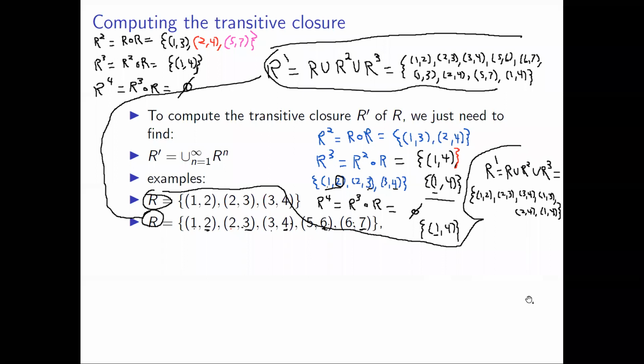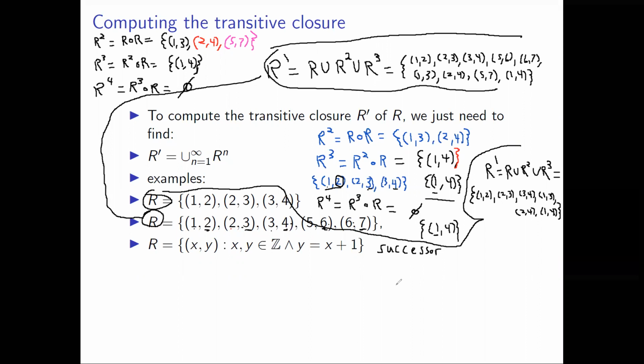Let's look at one more relation. Here, let's consider the relation on the set of integers, and it consists of integers x and y, for which y is equal to x plus 1. This R right here is called the successor relation. So here we want to find the transitive closure of the successor relation.